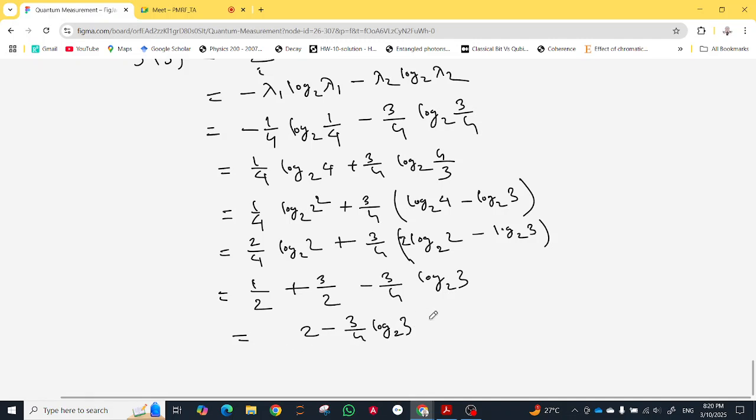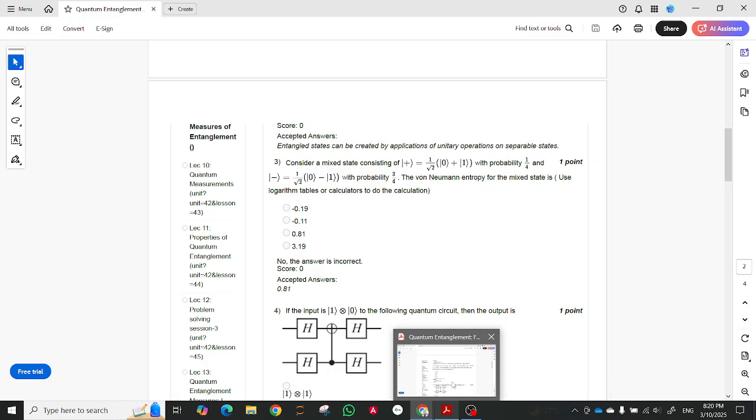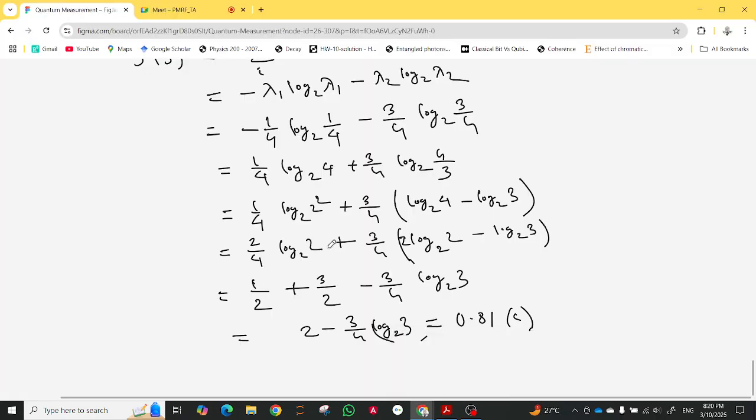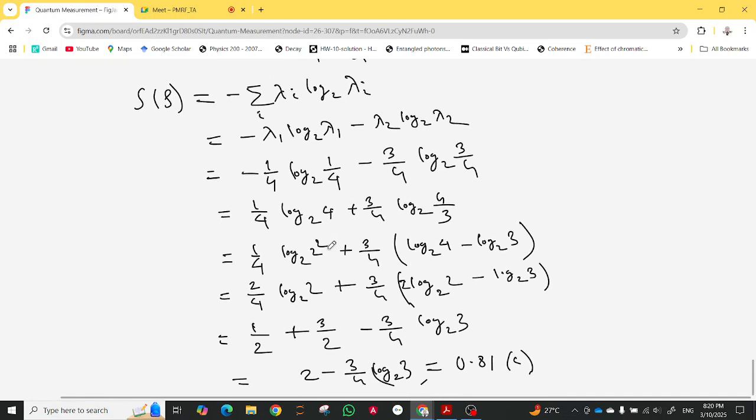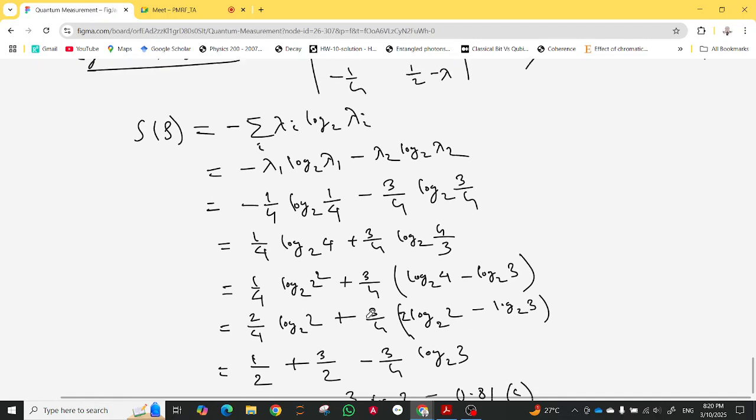And if you just calculate this term, you will get 0.81. So this is 0.81. This is the entropy of your mixed state.